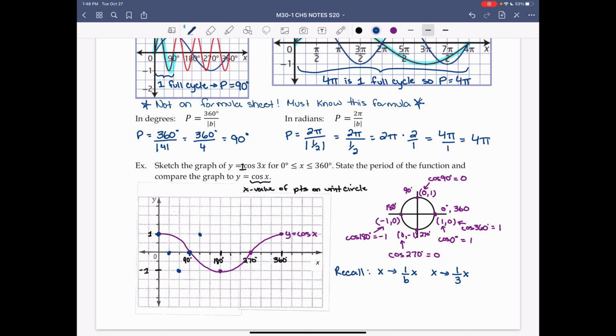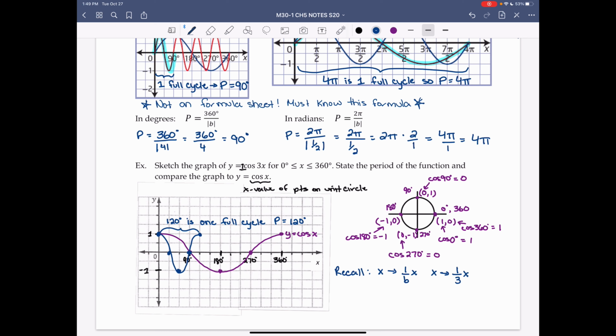We can join those points together. Then we should see that from 0 to this point, which is 120 degrees, is one full cycle, which means that P equals 120 degrees. Now we're asked to graph this function from 0 to 360, so we need to keep it going, but our points are just going to repeat.